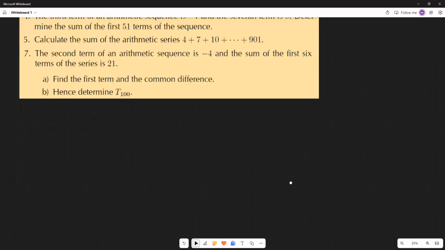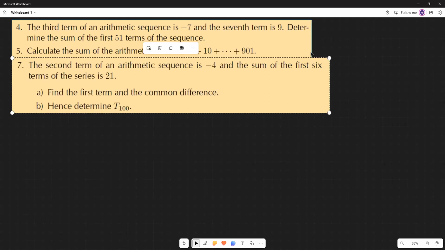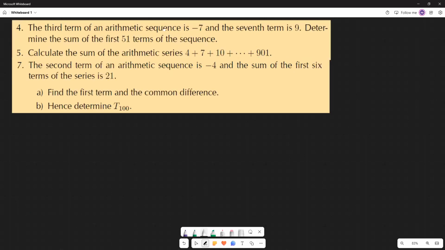Okay, let's move on. So we are here now. Here they say the third term of an arithmetic sequence is -7. So we know that T3 is -7. Then the seventh term is 9. Determine the sum of the first 51 terms. So they're looking for S51 of this sequence.